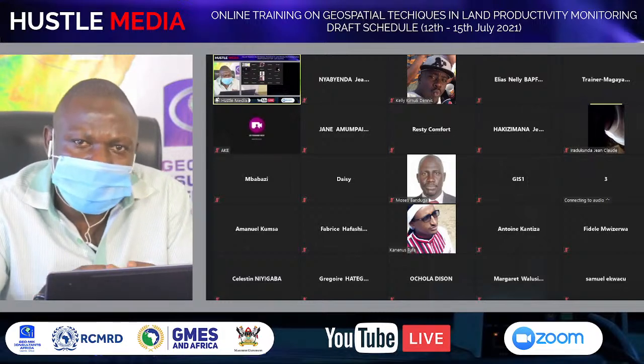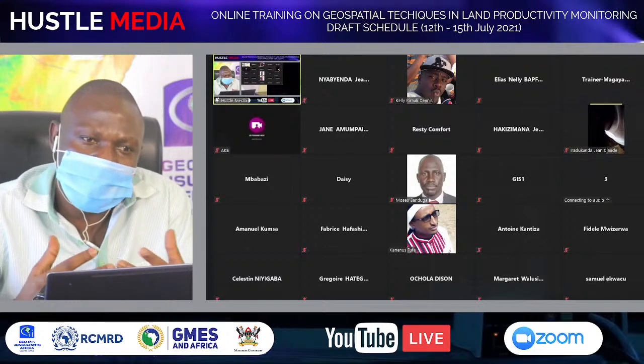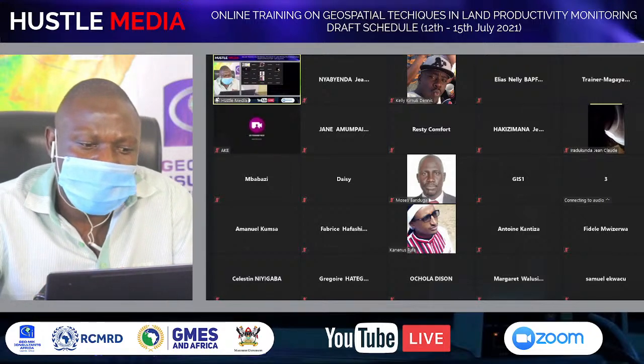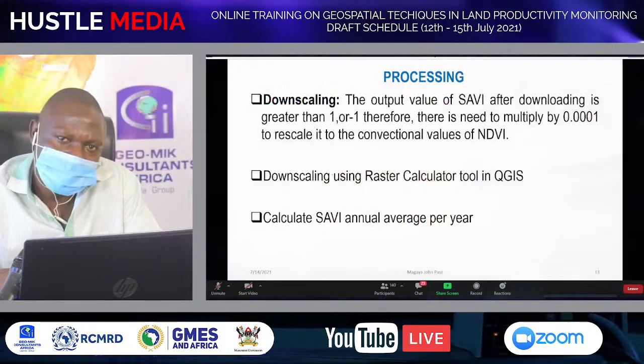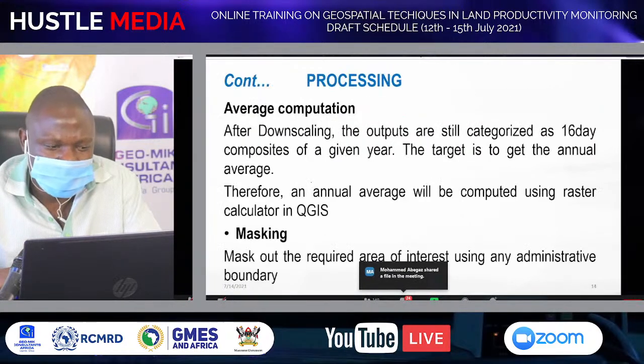Being that the data downloaded will be covering a particular year, if you would like to have the average statistics of that particular year, then we shall calculate the annual average of that particular year by using still a raster calculator.